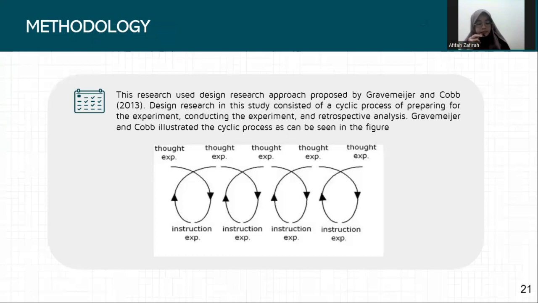In the experiment phase, we tried out the HLT in two cycles, and the first was conducted with three students at grade 7 in a junior high school in Indonesia. Then the retrospective analysis involved the research team, a teacher, and an observer. And the data of the research were collected through observation, interview, and analyzing the students' work.